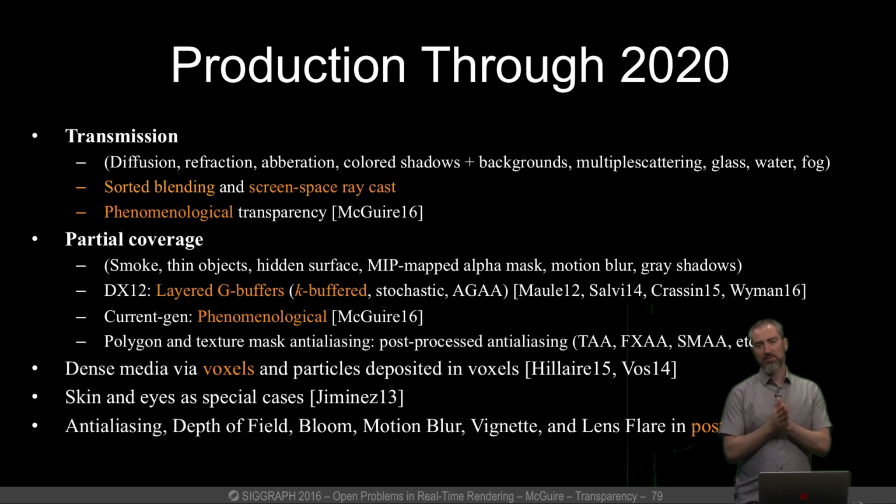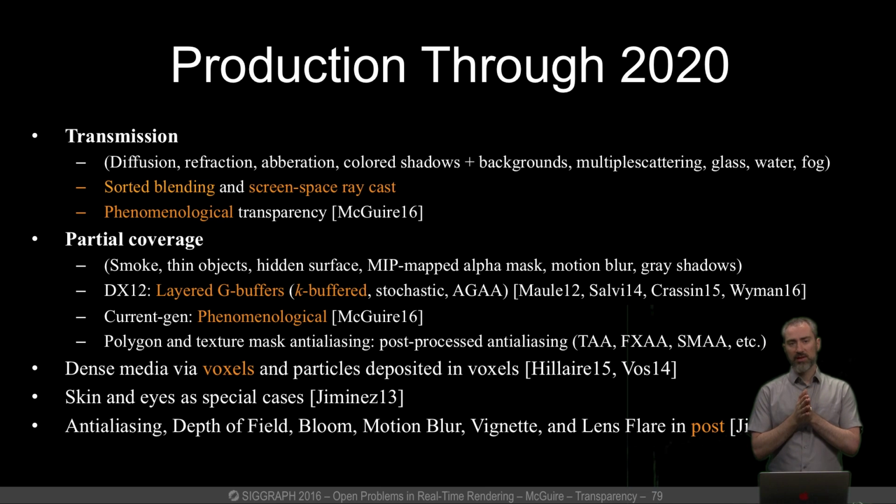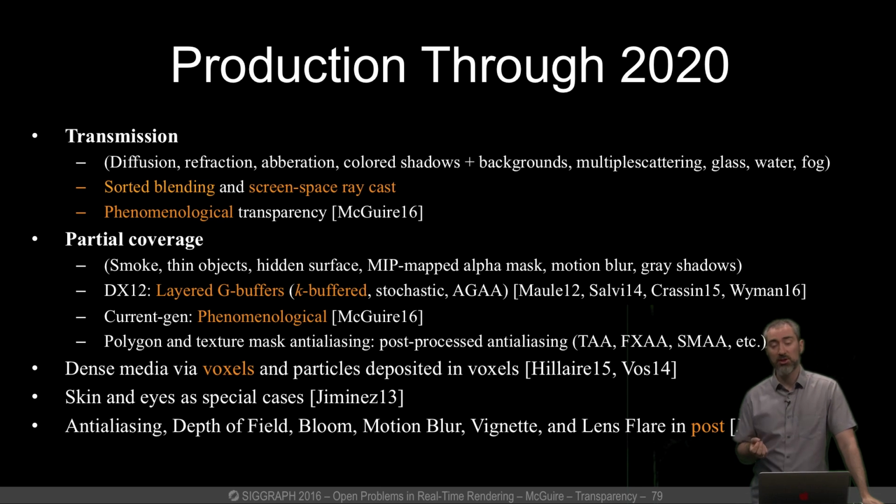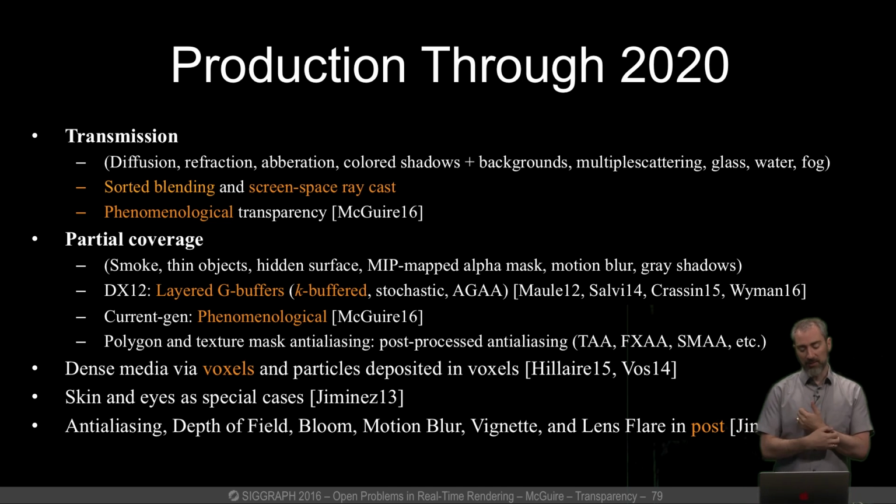I think for transmission, and this, recall, includes effects like diffusion, refraction, chromatic aberration, as well as color shadows. We're going to keep using sorted transparency in many cases for a while, and we're going to keep using screen space raycasting. Those are extremely efficient. They scale down really well, in some cases even to mobile. There just aren't that many opportunities to move past it.